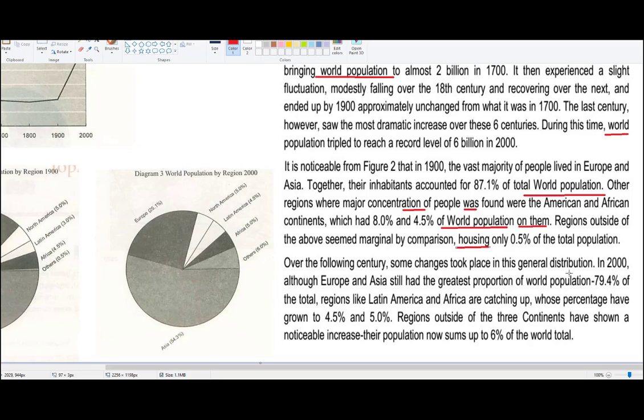Some changes took place in this general distribution. In 2000, the proportion of the world's population. In 2000, well, this is in the past, so why is this present continuous? These percentages have grown. Okay. Their population now sums up 6% of the world's population. Why is it sums up? That's not the right word to use. This last one is a little bit confusing. Again, we should be using words like contain or something similar.